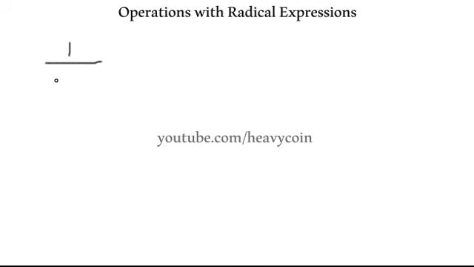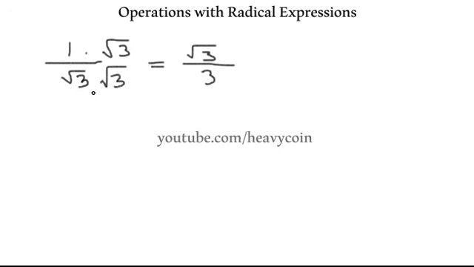If I had 1 over the square root of 3, now I think we've done this before, but I may not have said rationalizing the denominator. I want to get rid of the radical down here in the bottom. Well, we'd say the square root of 3 over the square root of 3, and 1 times the square root of 3 is the square root of 3, and the square root of 3 times the square root of 3 is just 3. So that's rationalizing the denominator.